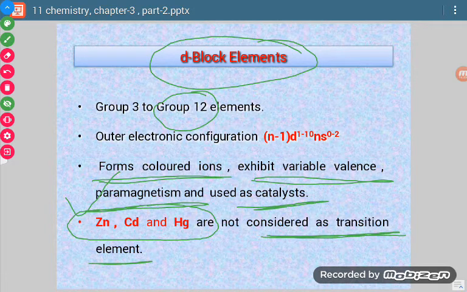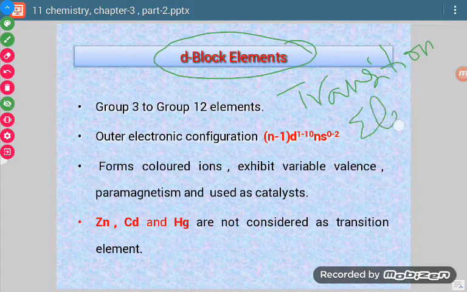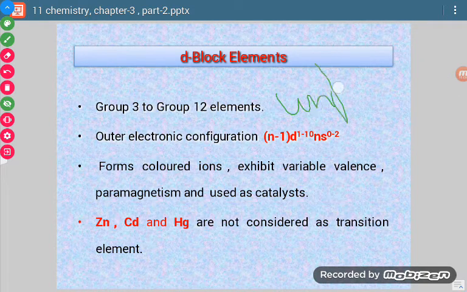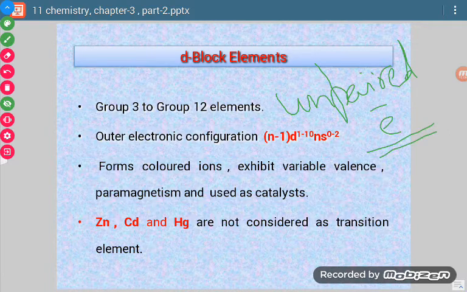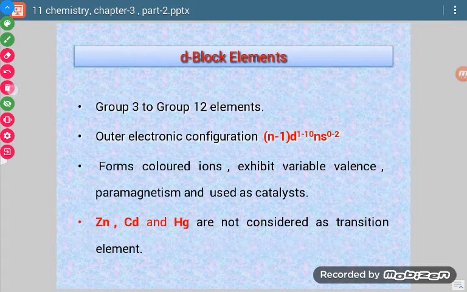Now why are they not considered as transition elements? From where did this word transition come? D block elements are given another name, transition elements. Now according to the definition of transition elements, there must be the presence of an unpaired electron in the valence shell of an element. When we see these elements, they have all fully filled orbitals. Since they have fully filled orbitals, they are not considered as transition elements.